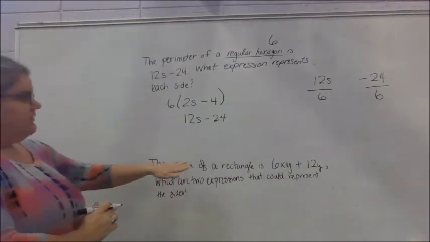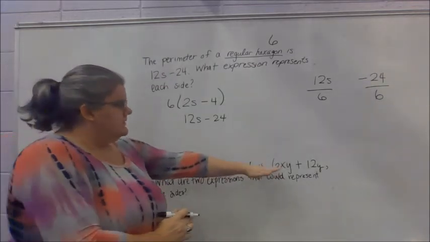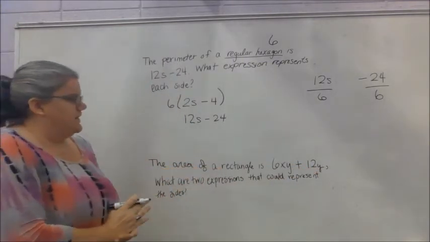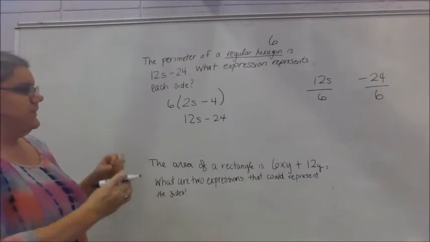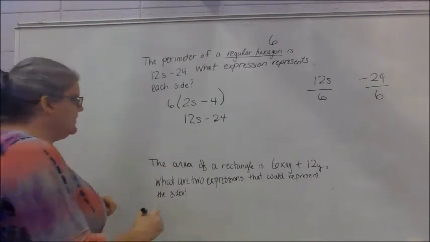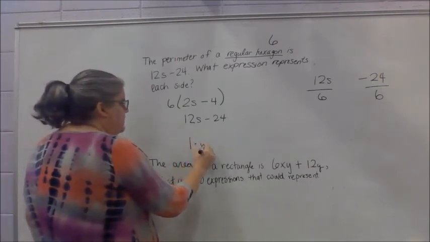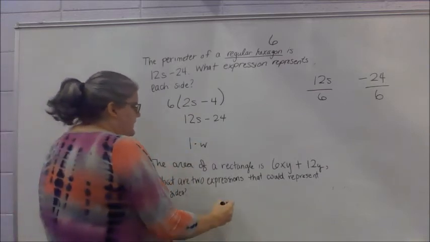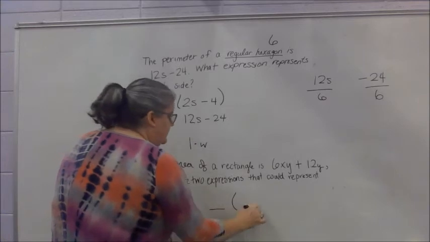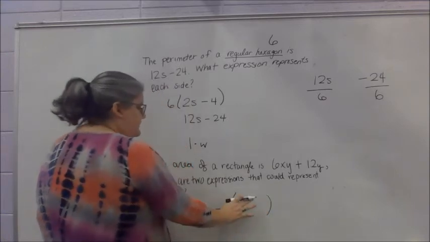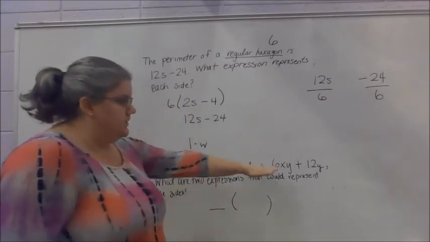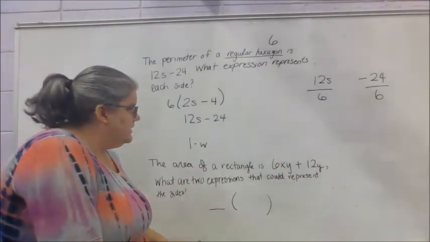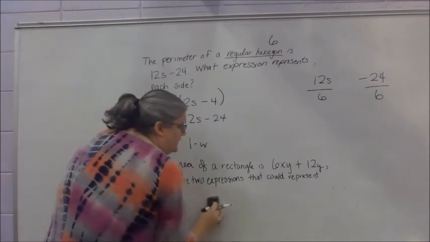So the area of a rectangle is 6xy plus 12. What are two expressions that could represent the sides? So we know that area is found by doing length times width. So here, we're trying to find something times another expression that once we distribute goes back to being this original expression. So here, again, we're going to look for that greatest common factor.